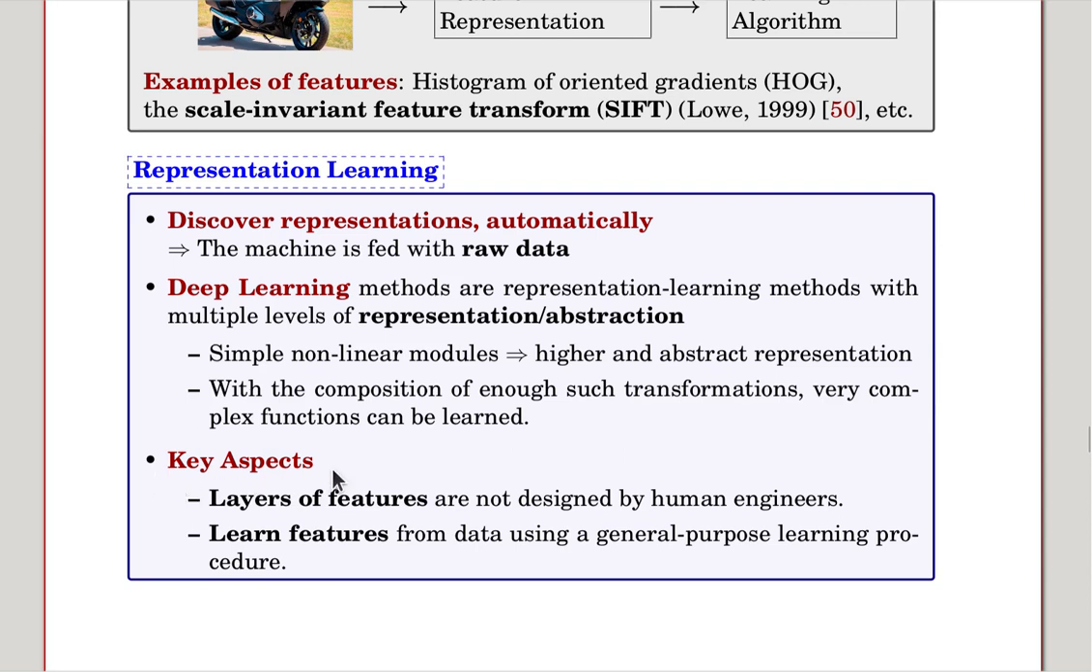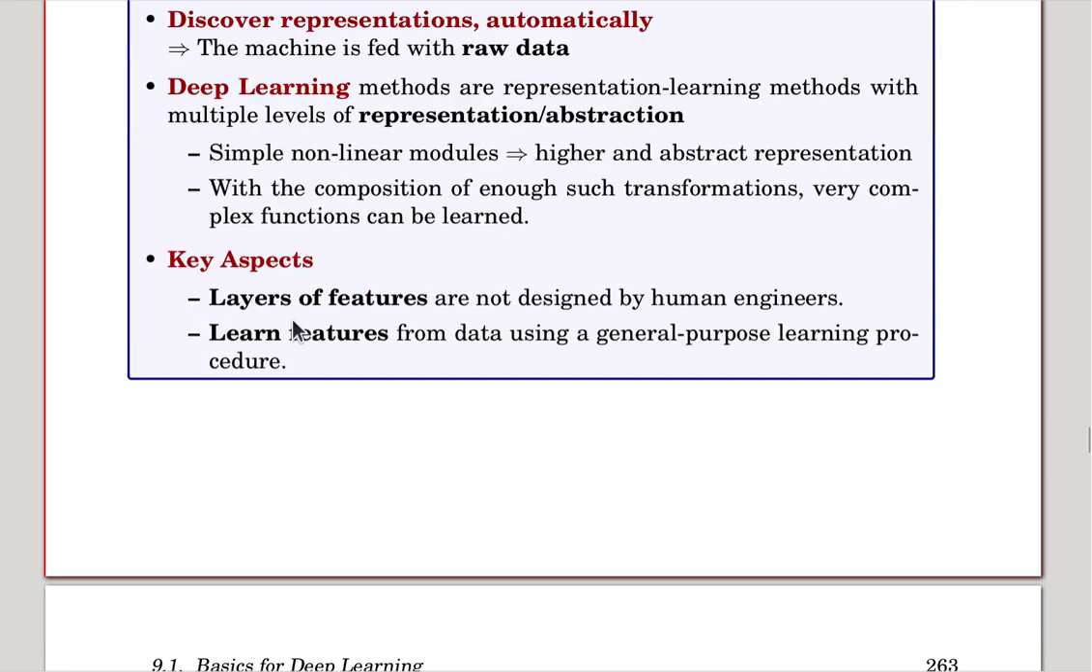Here are key aspects of representation learning. Layers of features are not designed by human engineers. These are made automatically. And these algorithms learn features from data using a general purpose learning procedure, which means that you don't need a very complicated implementation. Just a general purpose learning method is enough.